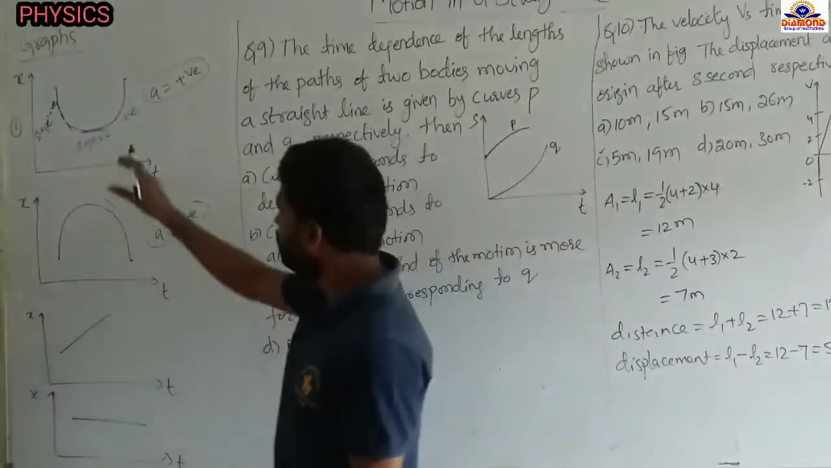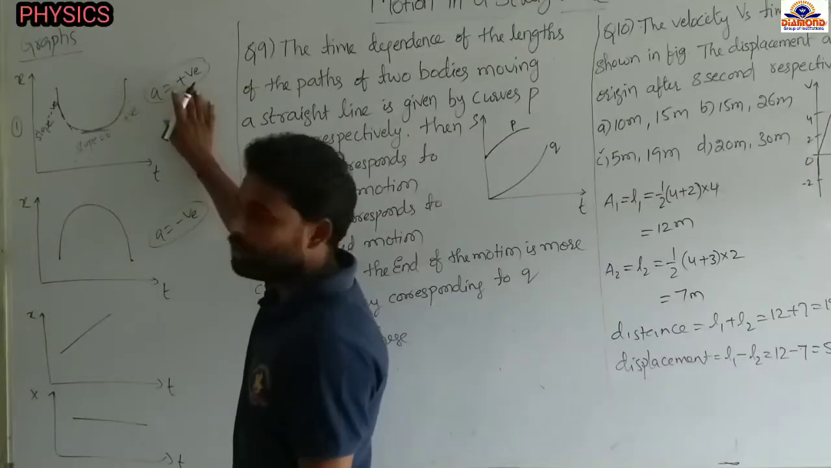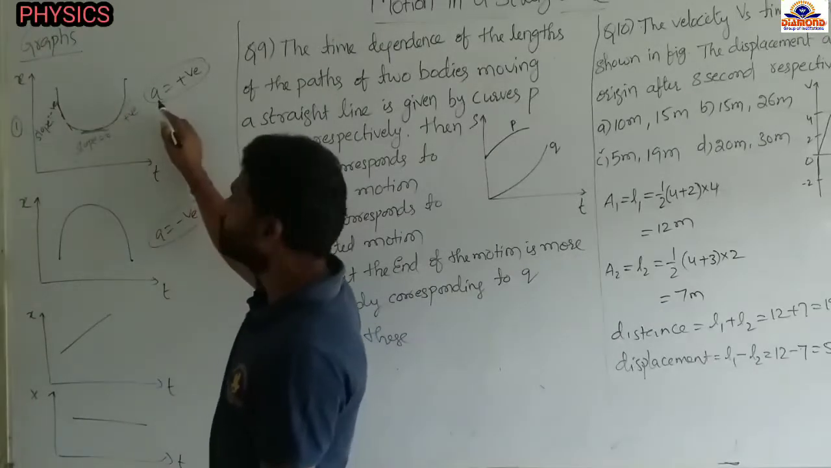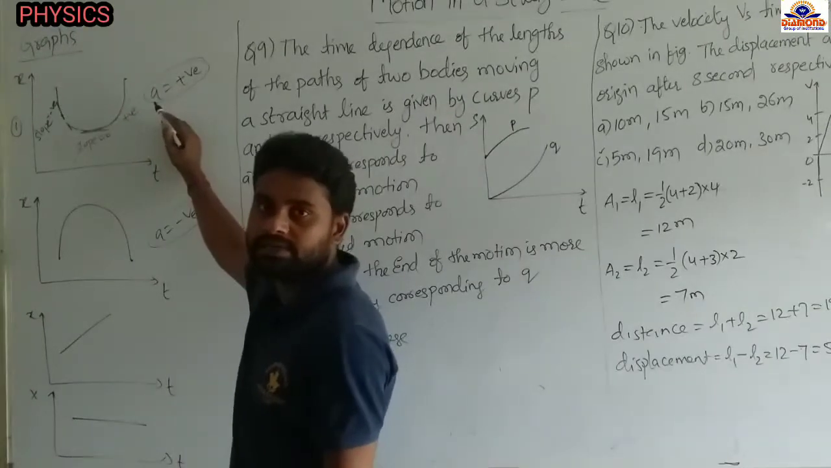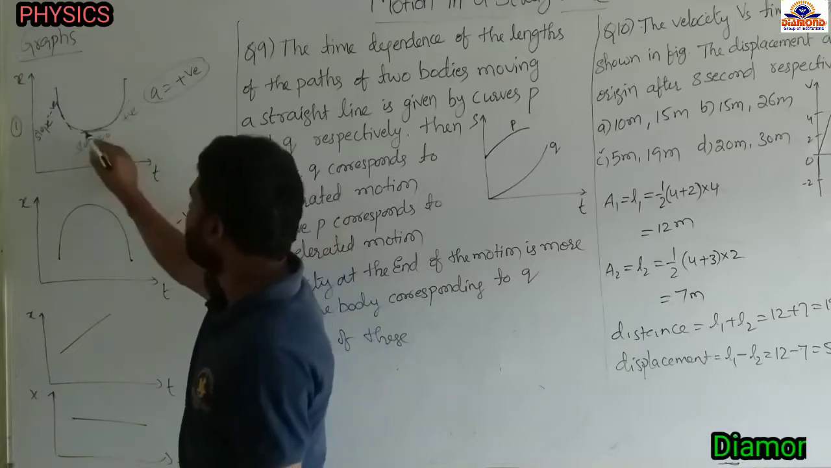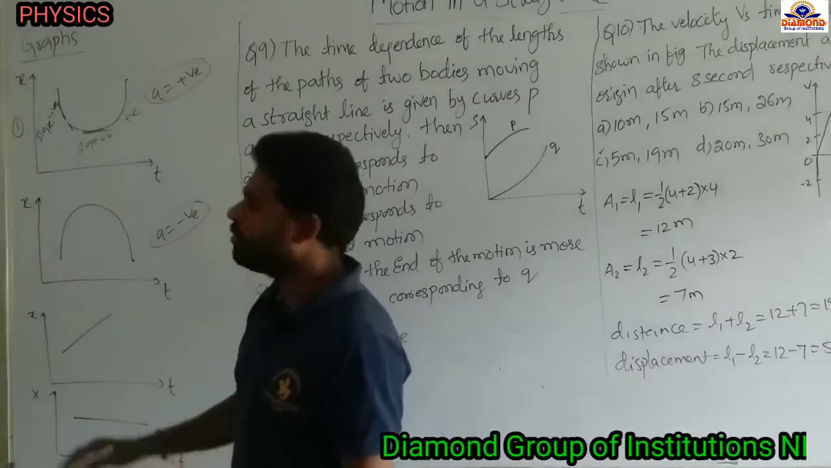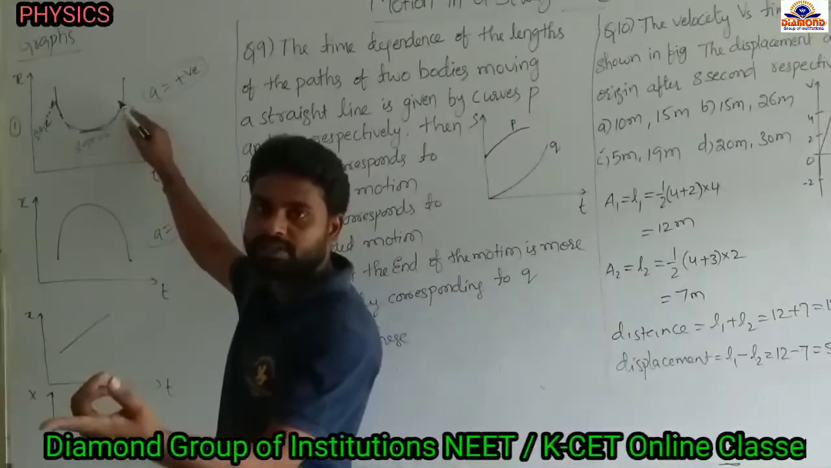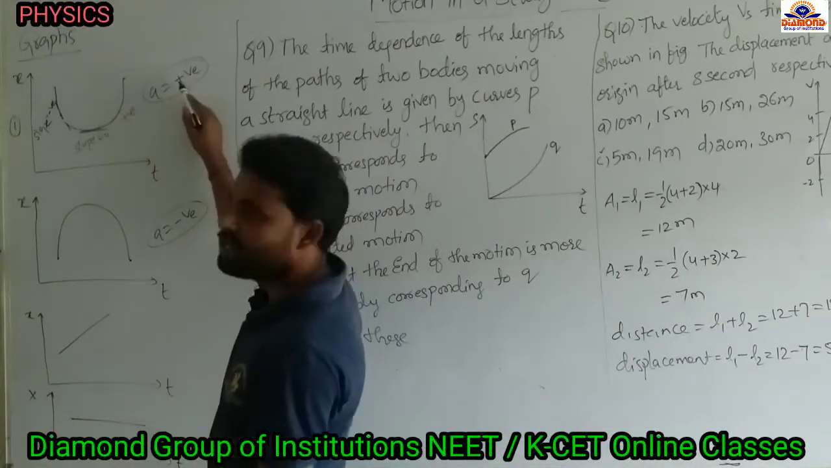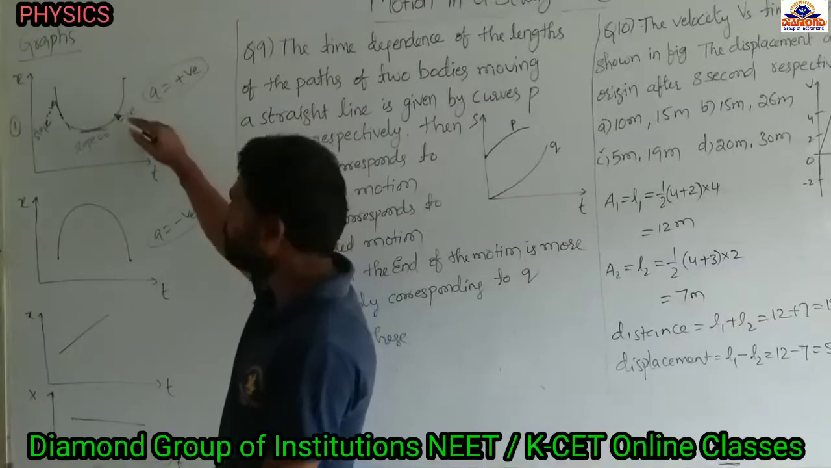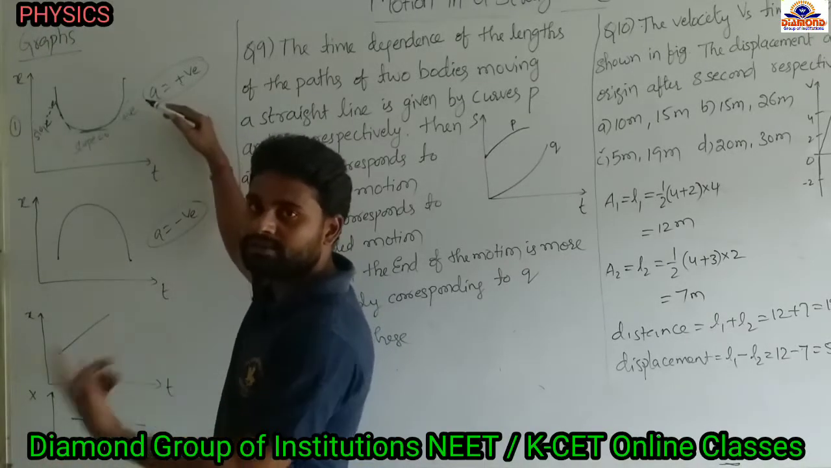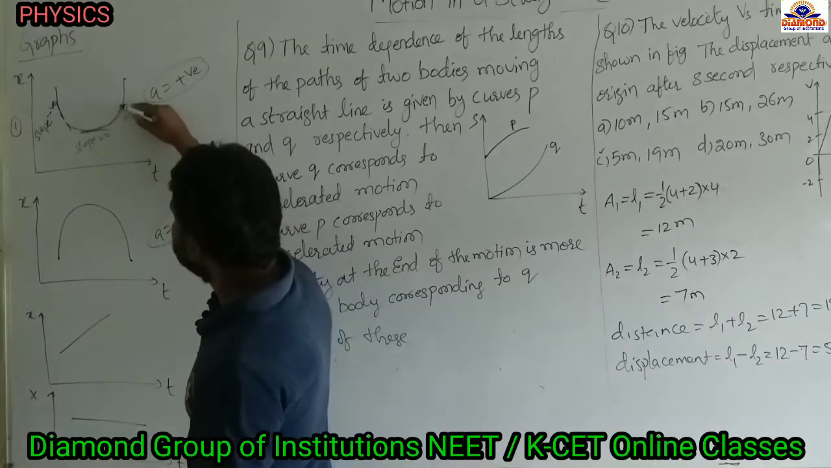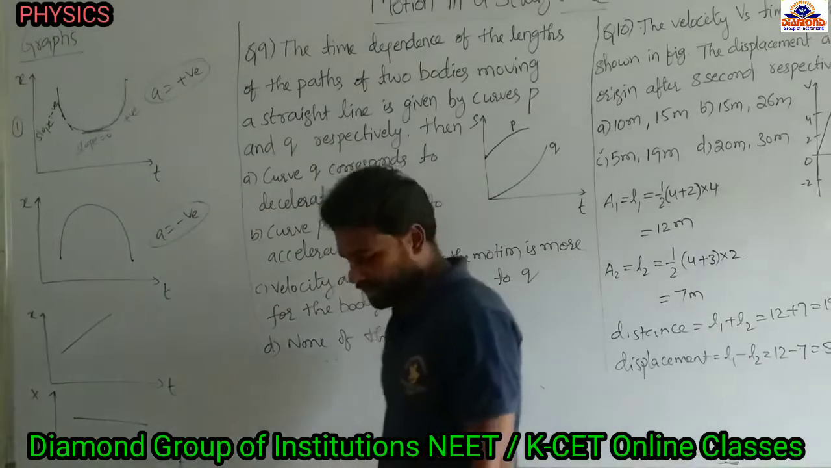So throughout this, acceleration is positive, but here the slope is negative, which means velocity is negative. Velocity negative means opposite to the acceleration. If it is opposite to the acceleration, velocity decreases, and after some time it becomes 0. After that the slope is positive, meaning it is moving in the direction of the acceleration. Acceleration is also positive, slope is also positive. Slope gives the velocity, so velocity is positive and acceleration is positive. Both are moving in the same direction, so this is accelerated motion.